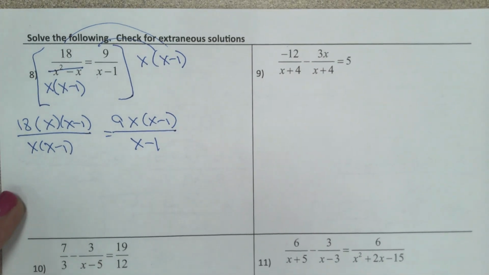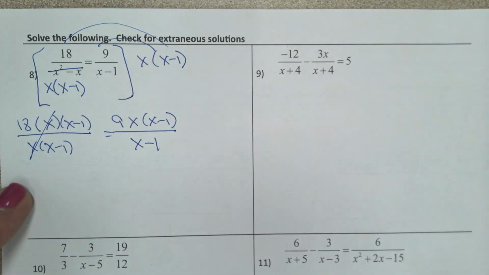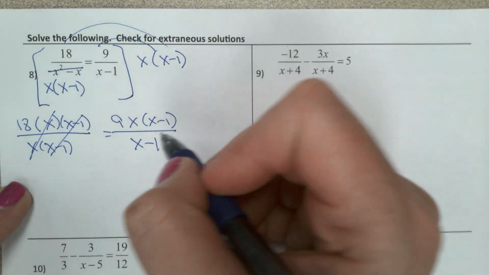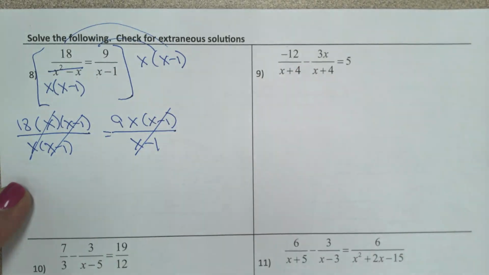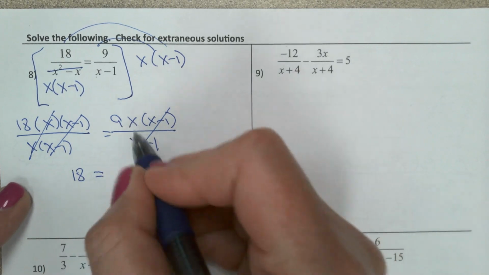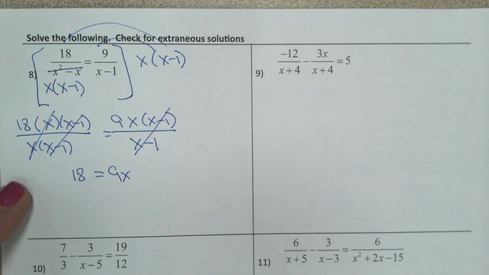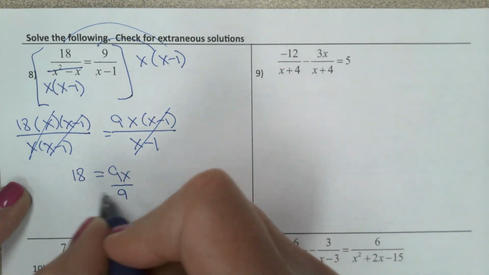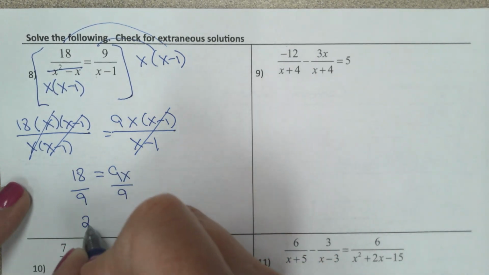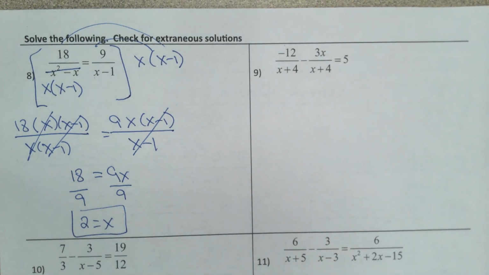And now you want to go canceling. So I see the x's common to the top and bottom, the x minus 1's common, and then on the other fraction I have the x minus 1's common. So all that's left is 18 on the left and 9x on the right. So now I just have an algebra problem. I'm going to divide both sides by 9 and get 2 equals x.